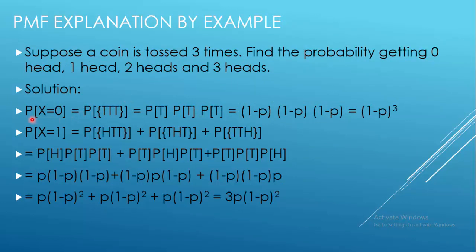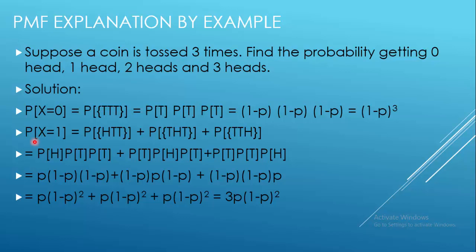First of all, we say that the probability of having 0 heads, meaning having no heads, is the same as the probability of all tails. And to find the probability of all tails, we simply multiply the probability of having a tail in each toss. Since we are using a fair coin, the probability of having head and tail is 50-50%. It is the same. So the probability of having a tail is simply 1 minus p, which in this case, p is 0.5. So 1 minus p multiplied by 1 minus p multiplied by 1 minus p is equal to (1 minus p) raised to the power 3.